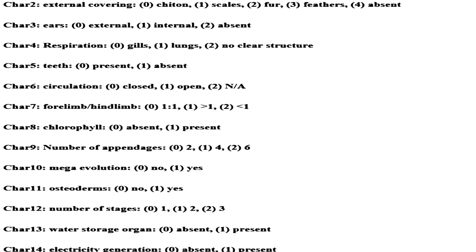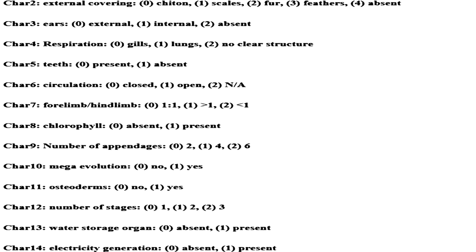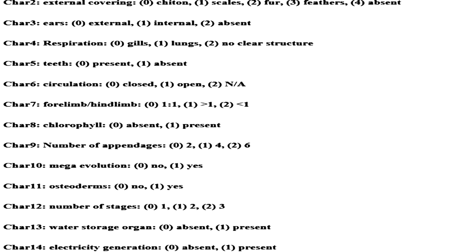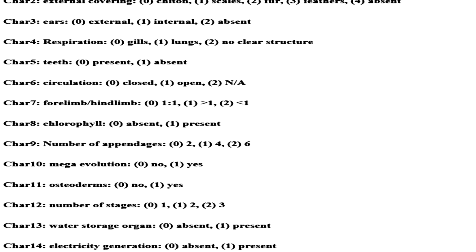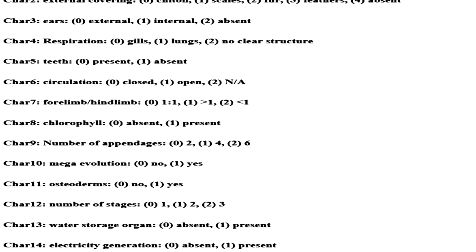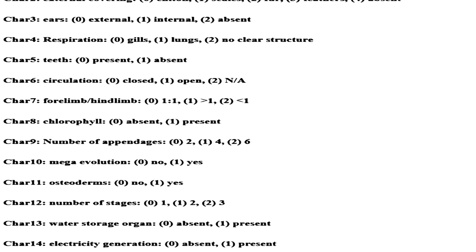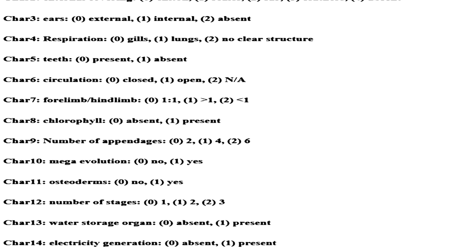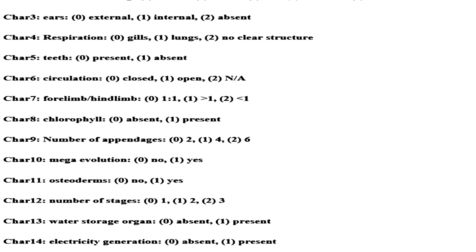They can either have or not have chlorophyll. They can either have 2, 4, or 6 appendages. 6 is there because I considered Illumise's wings appendages. The organism can either mega evolve or it can't. I wasn't sure if this would become really relevant at all. But with these kinds of things, with the characters, you don't know which ones are going to be relevant and which ones aren't. So it's best to just include everything that you possibly can.